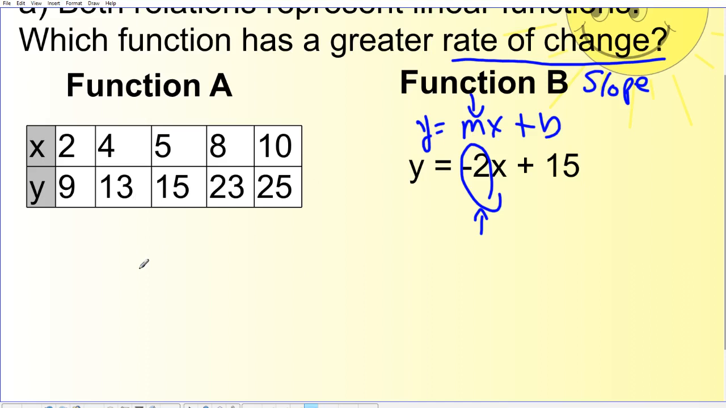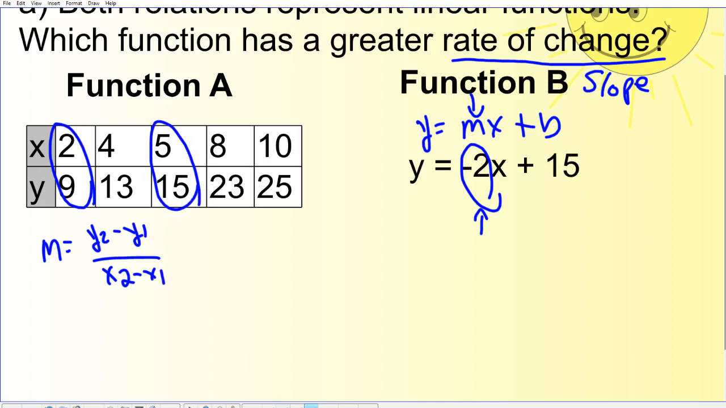I go to function A and find my slope. From a table or a set of points, we have the formula we learned back in chapter 4, I believe. It was m equals y2 minus y1 over x2 minus x1. That is the slope formula, the formula you use to find slope. From my table, I can pick any two points, an x, y point and another one. It doesn't matter which ones you pick, they're all going to give you the same slope because it's linear.